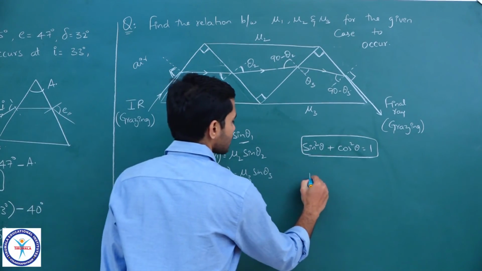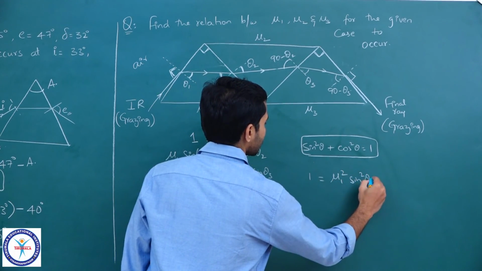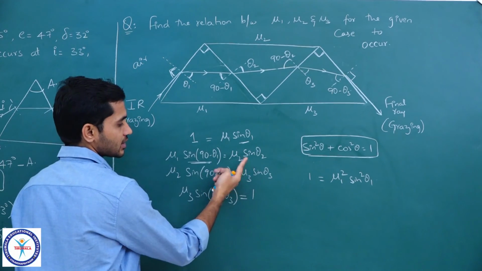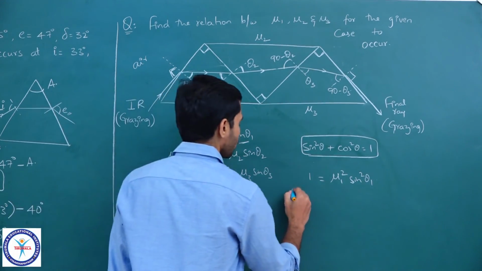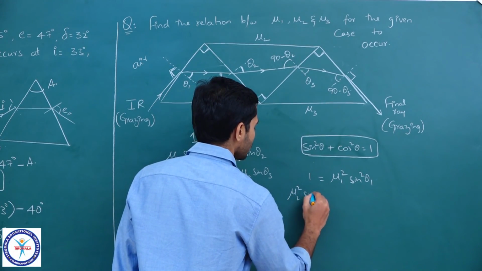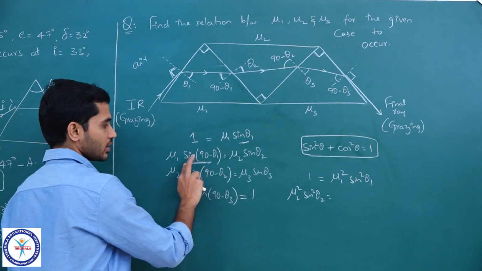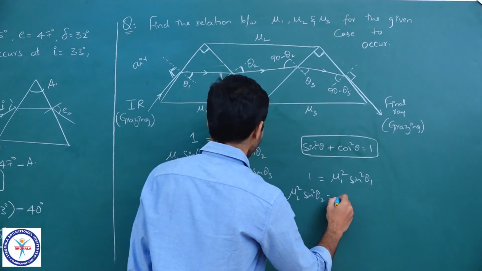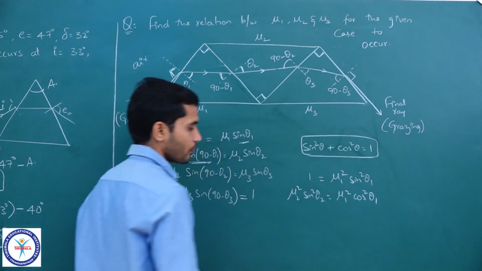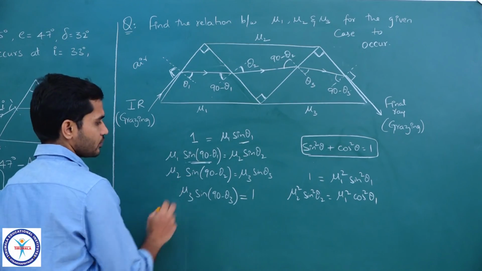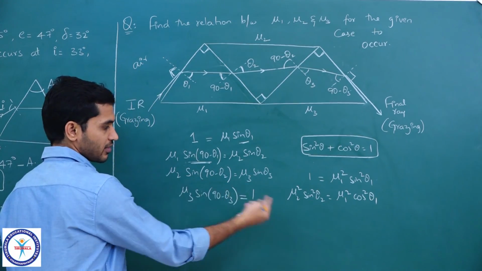I will square this. 1 is equal to mu 1 square sin square theta 1. I will rearrange this, I will take this on this side, this on that side, right. So, I will get mu 2 square into sin square theta 2 is equal to, this is cos theta 1, correct. If I square and take it to the other side, that would be mu 1 square cos square theta 1, right. Similarly, here, we have theta 2, so I will leave this theta 2 term on this side itself and write the equation.